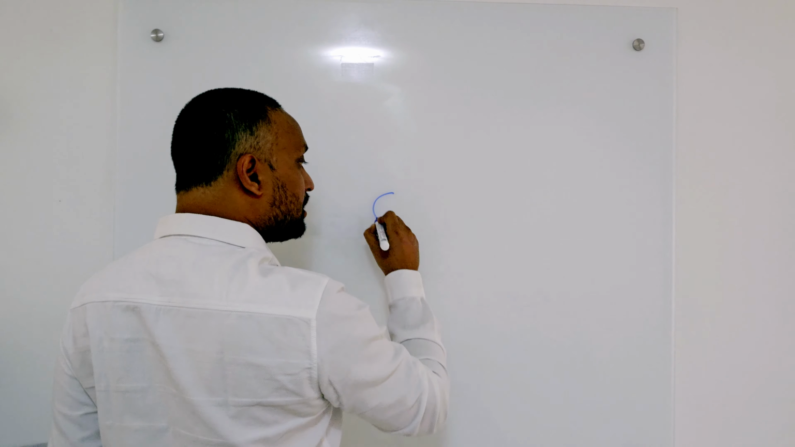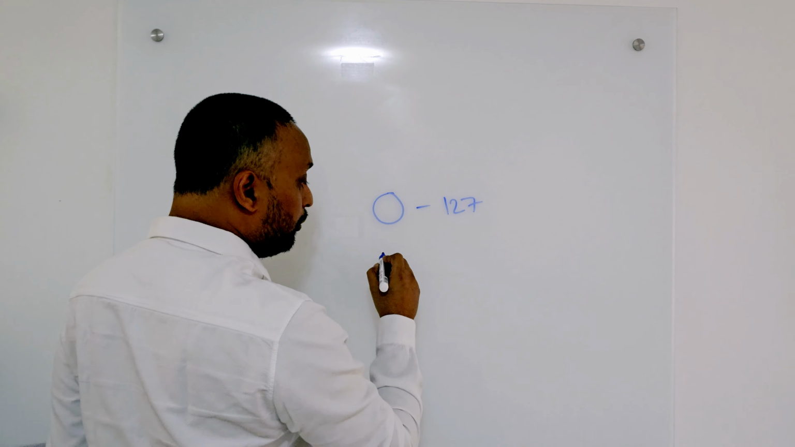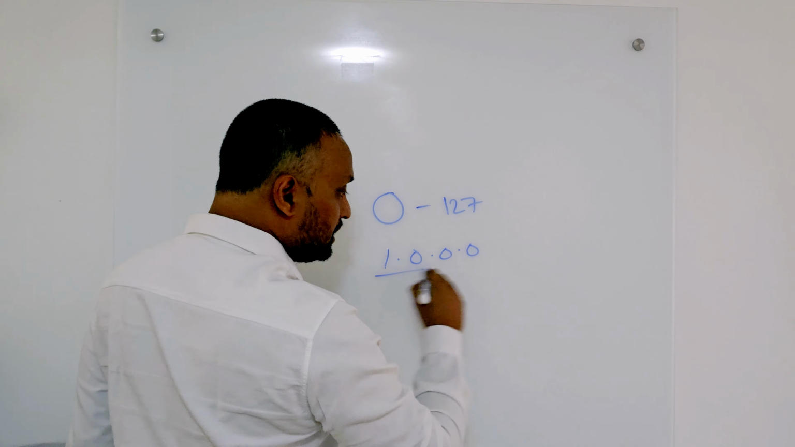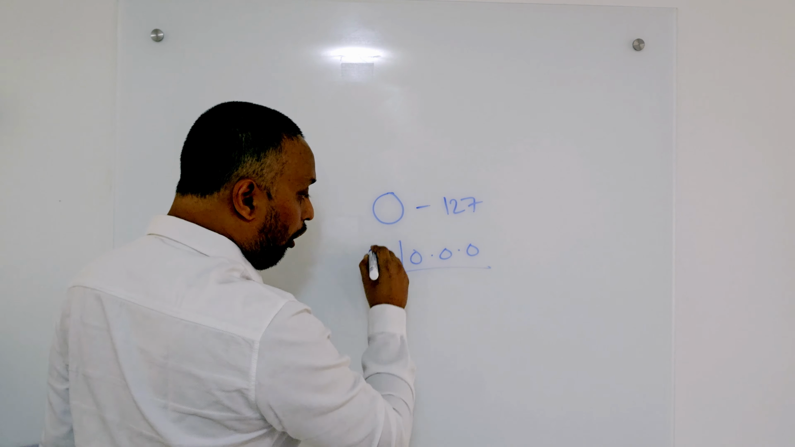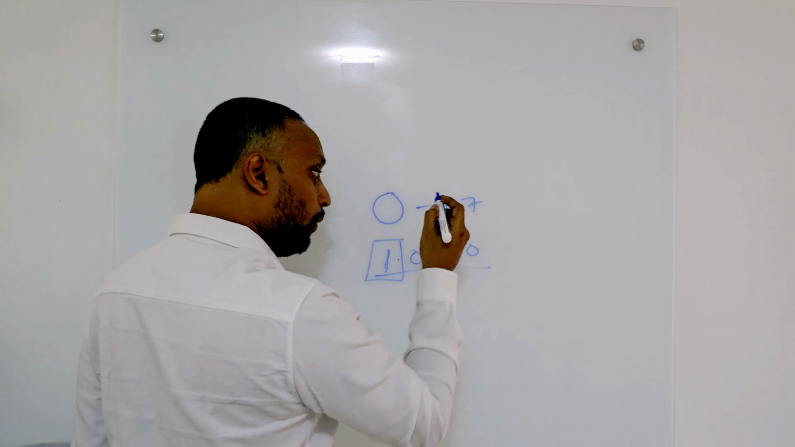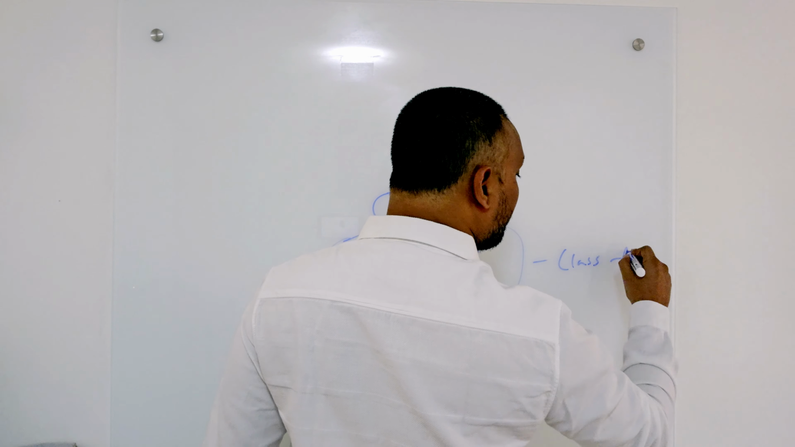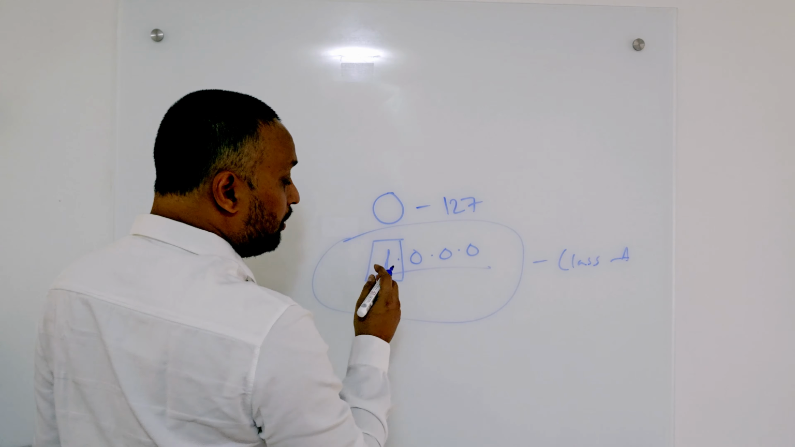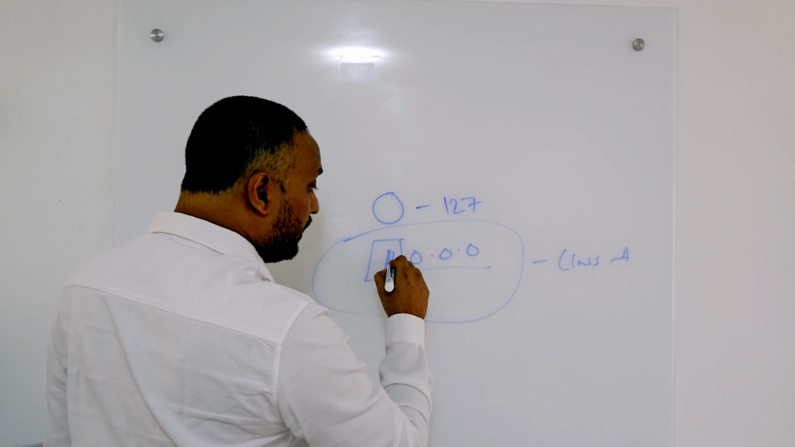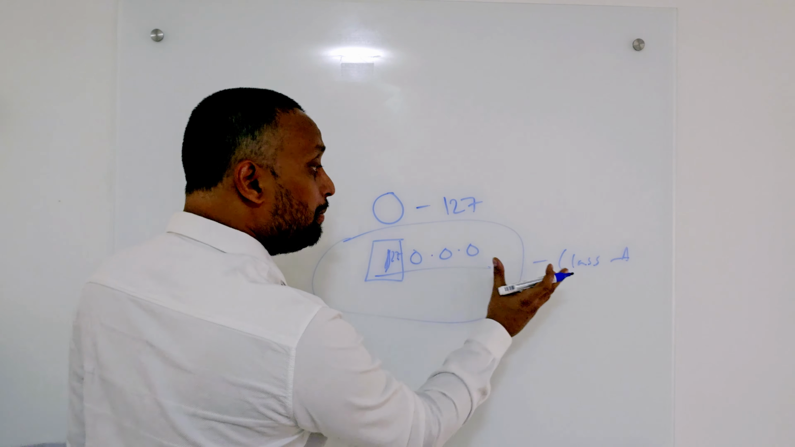Like I mentioned, class A starts with 0 to 127. Now if you give an IP address like 1.0.0.0, like I mentioned, the first octet defines which class the IP address belongs to. Since it is falling between 0 to 127, this entire IP address range is falling under class A. This is extremely important because the first octet will define it. Until 127, this entire IP address range will be part of class A.